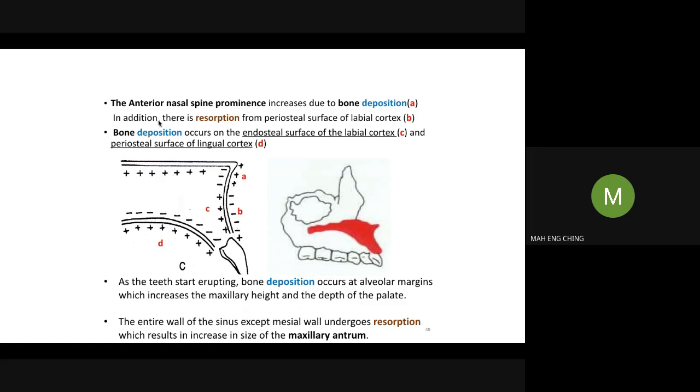So the anterior nasal spine, which is here, increased due to the bone deposition on the A. This A is the nasal spine. So the nose will go forward a little bit.